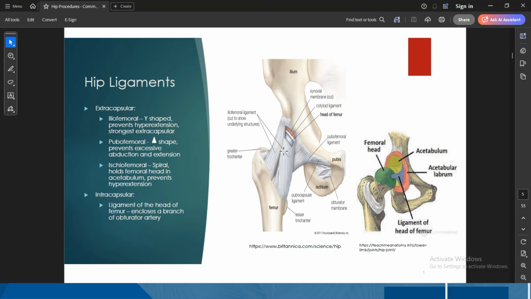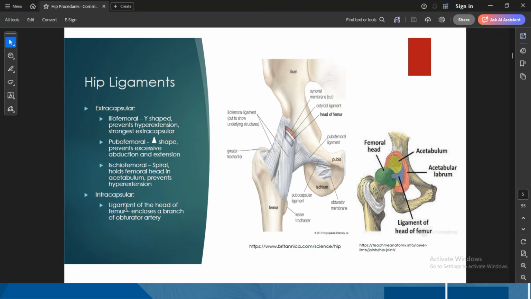Next we have the pubofemoral. So this is the pubofemoral ligament. The pubofemoral ligament has the shape of a triangle, which will prevent abduction as well as extension. Next we have the ischiofemoral. The ischiofemoral ligament is spiral, and it will hold the femoral head in the acetabulum and prevent hyperextension. So the ischiofemoral ligament will hold the femoral head in the acetabulum.